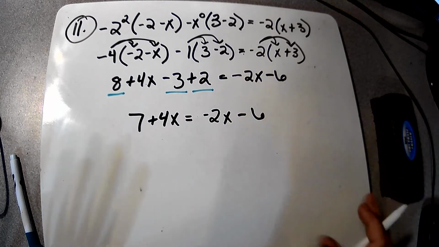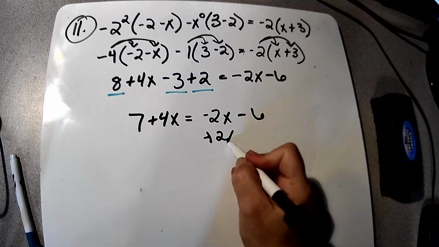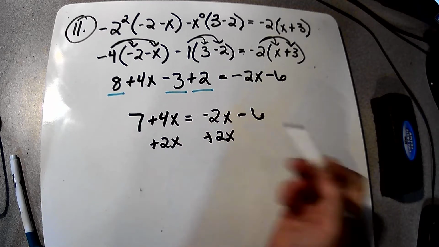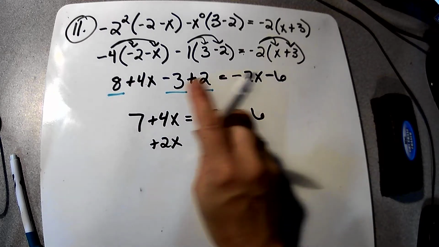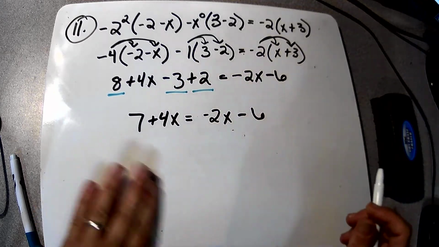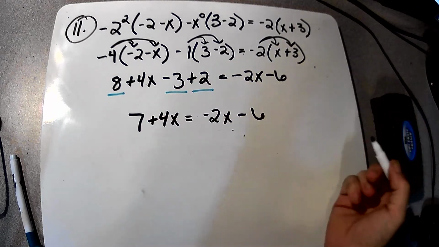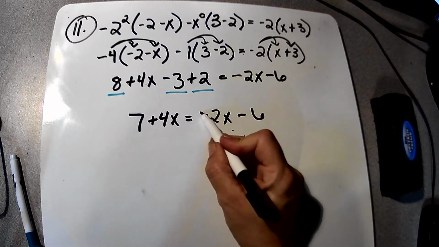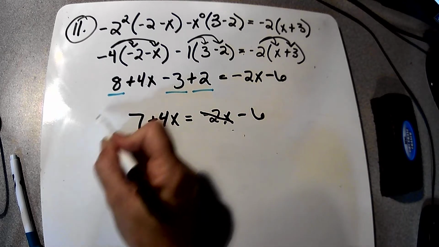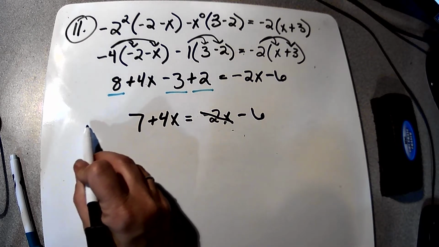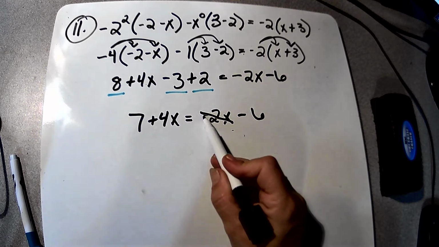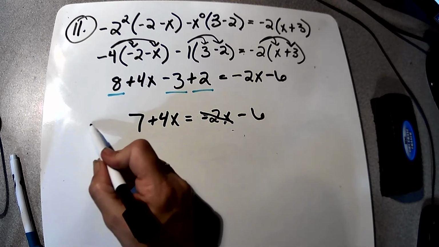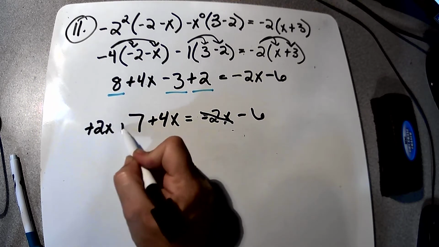Now normally the way I would do this would be plus 2x to get your x's on the same side. But I'm going to do the way the book says. The book says when you change sides, you change signs. So we're doing the exact same thing, we're just doing it a little bit differently. So I'm going to cross out this negative 2x, and I'm going to move it over to this side of the equation. But to do that, I have to change its sign. So it's a negative 2x, I'm going to make it a positive 2x.